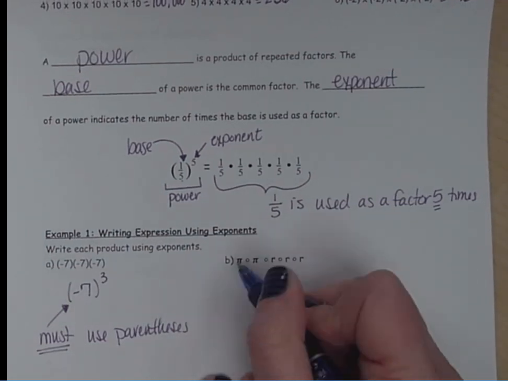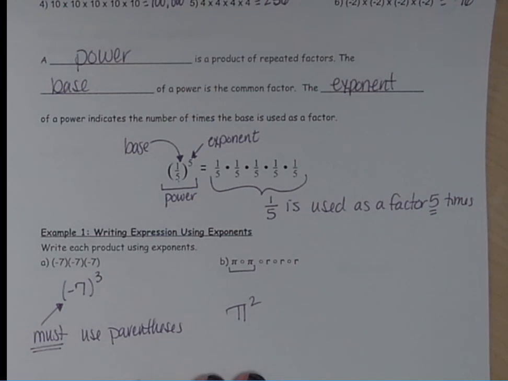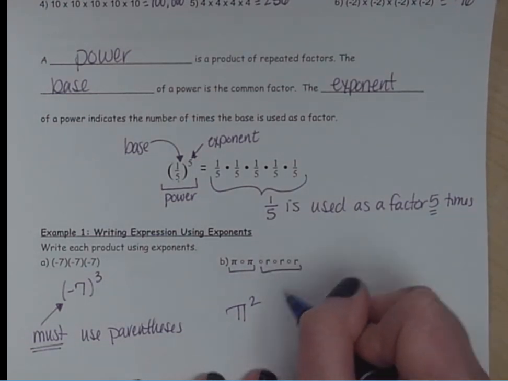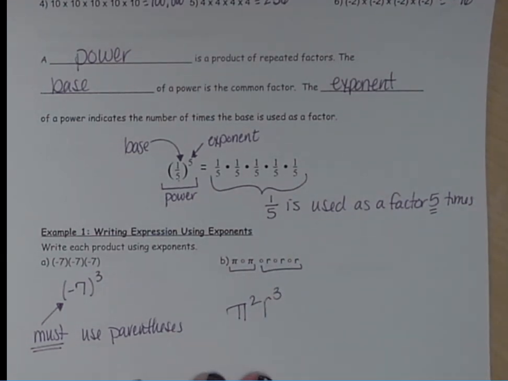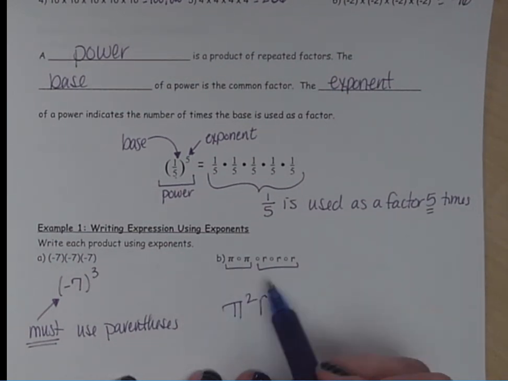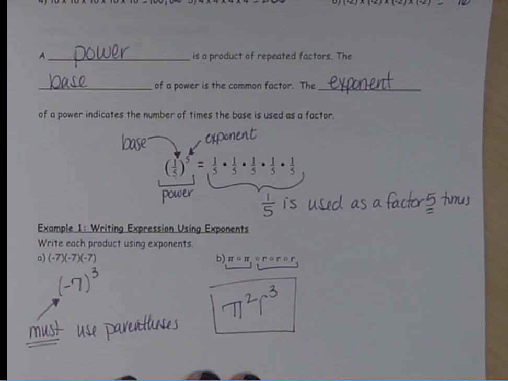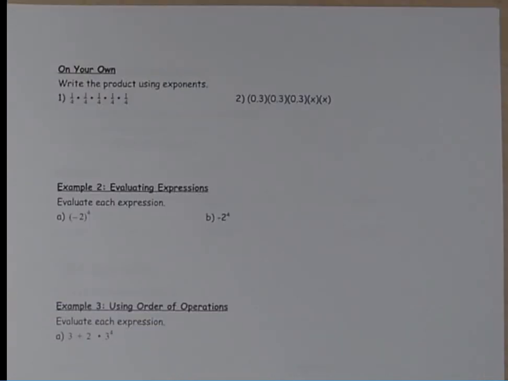Okay, now here we've got pi squared times r cubed. So pi times pi, pi squared, r times r times r is r cubed. So when you're all said and done, you've got pi squared r cubed. Okay, go ahead and try 1 and 2 on your own. Hit pause and then play when you are finished.